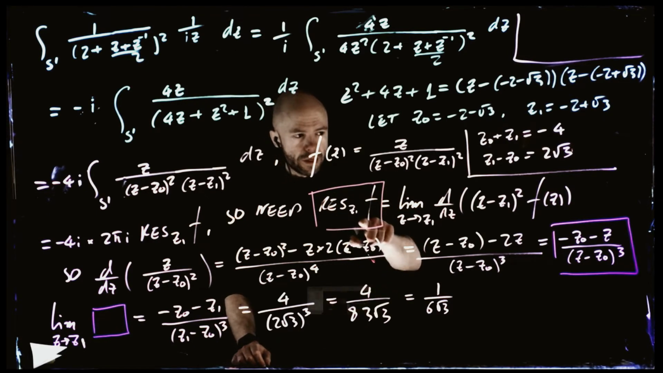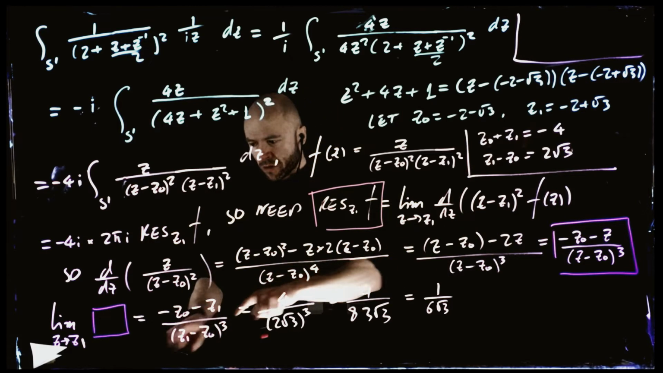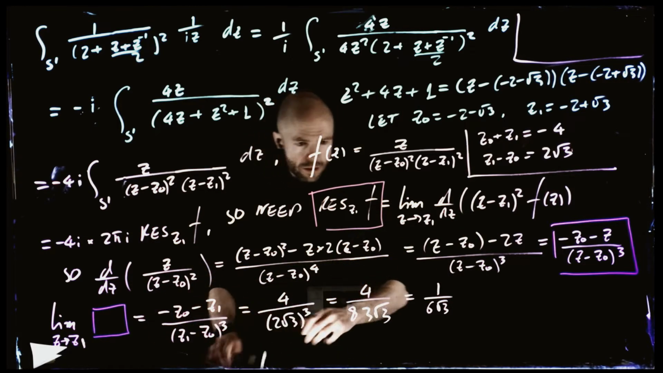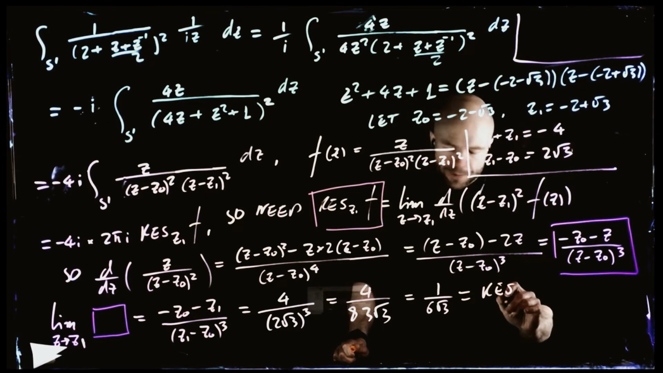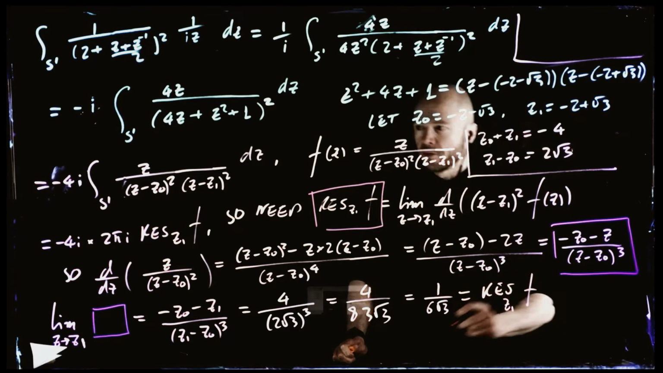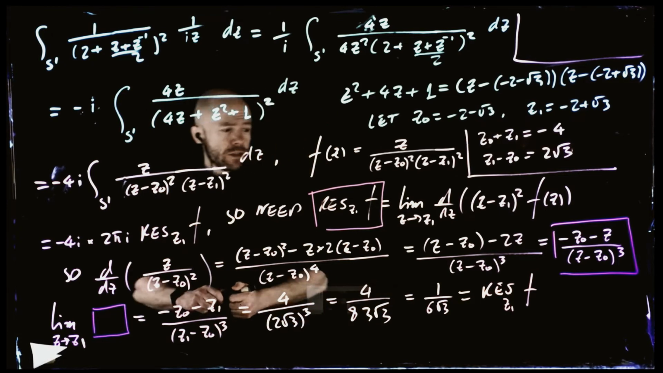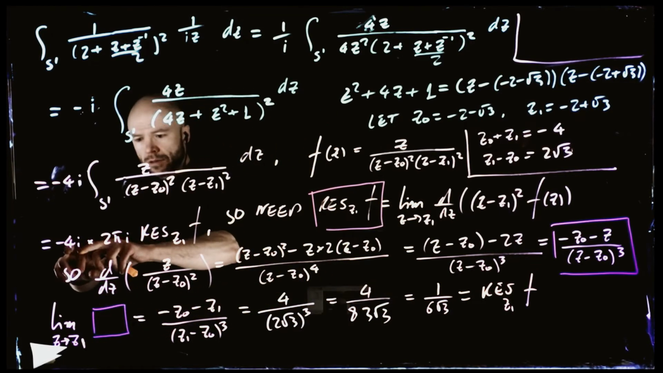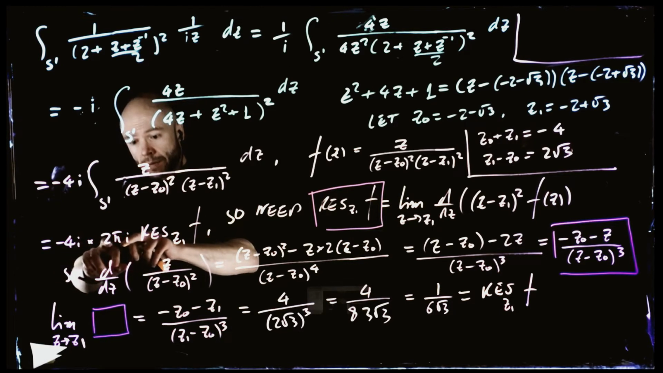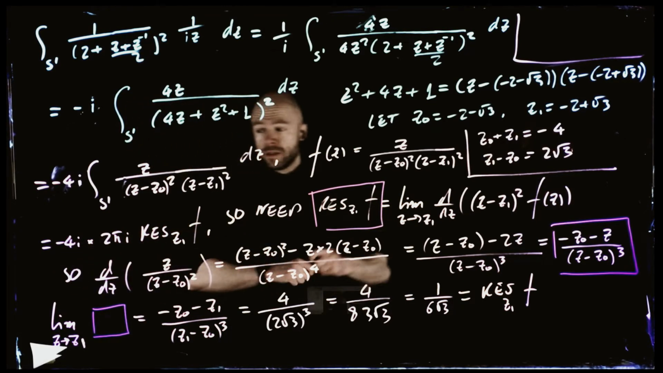Yeah, that's where we started, is equal to this thing. We took the derivative, we took the limit. So let's put in that this is the residue at z1 of our function f. But the actual answer we're looking for is, by the residue theorem, minus 4i times 2 pi times this thing.